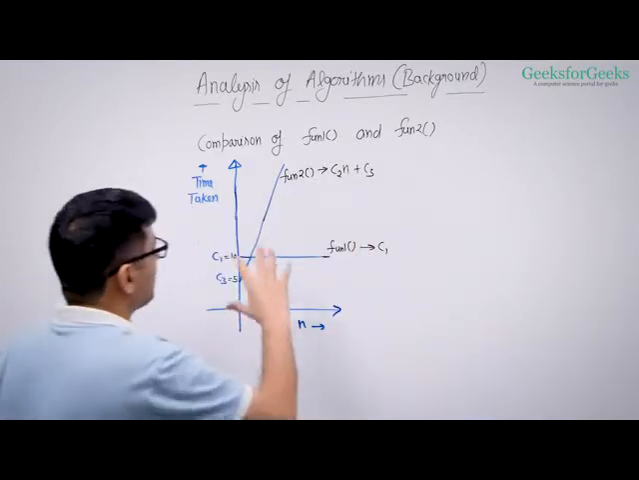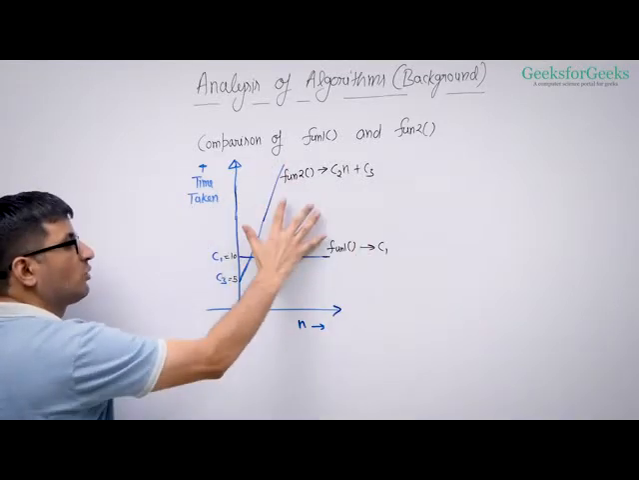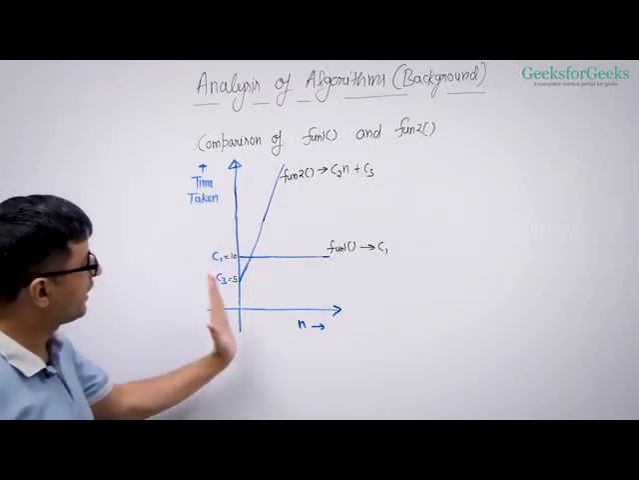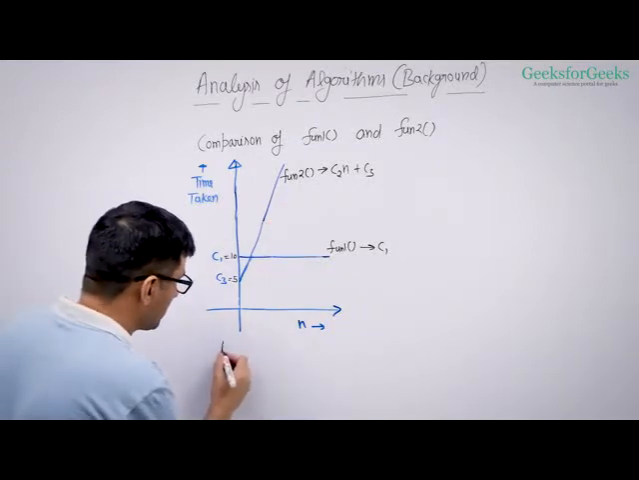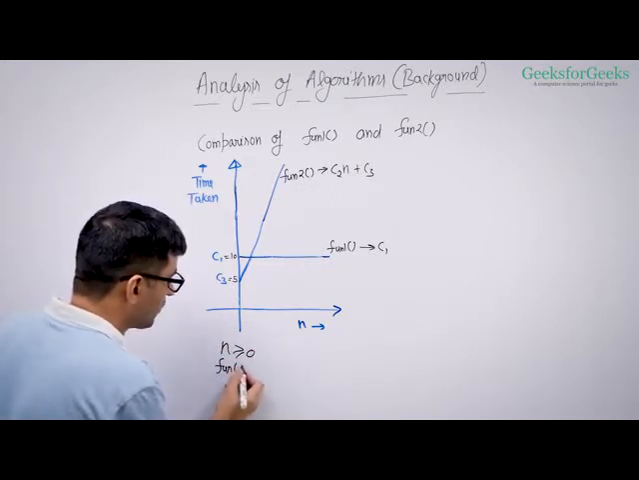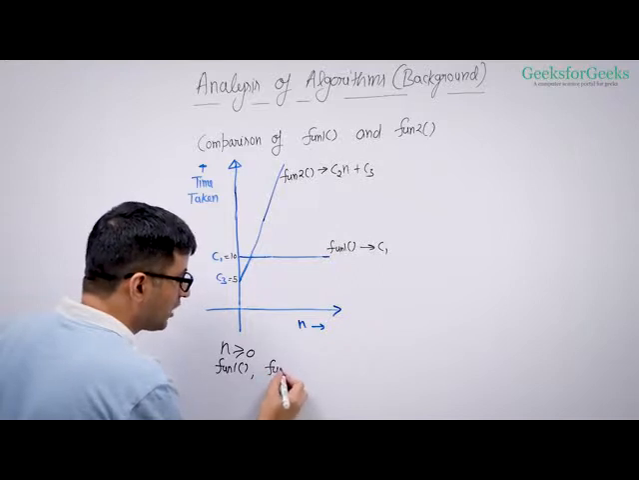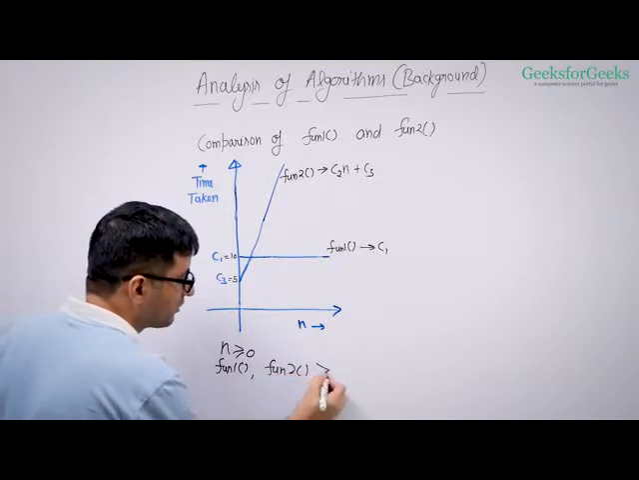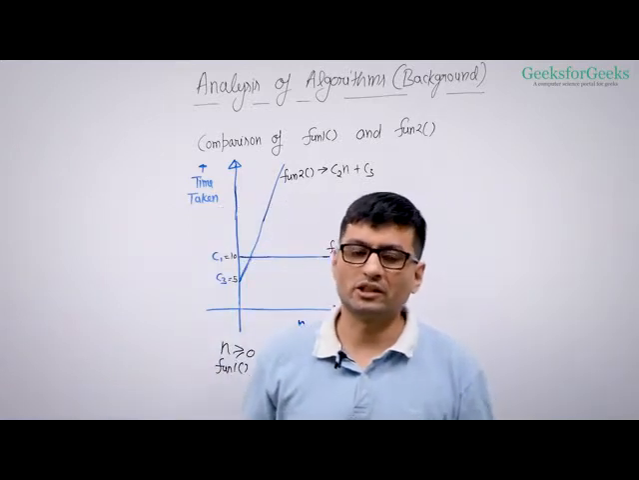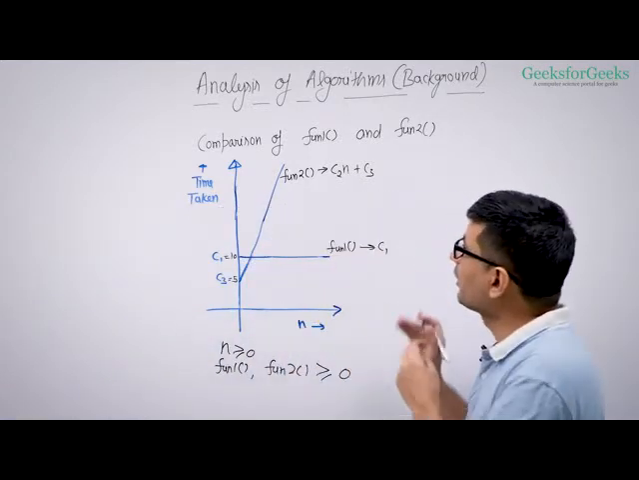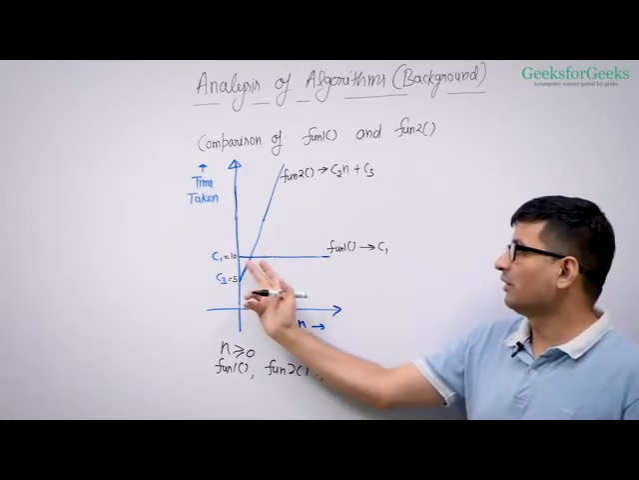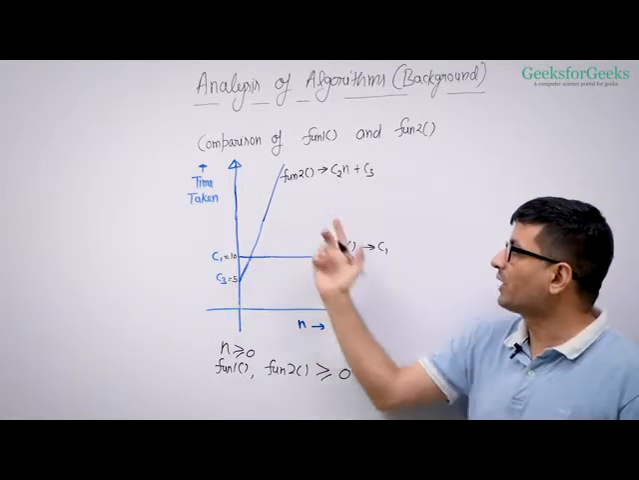So we always talk about this first quadrant of the 2D coordinate system, where we have n greater than or equal to 0, and our functions, whether it is fun1 or fun2, are always greater than or equal to 0, right? So that's what we do in time complexity analysis. We talk about this particular quadrant. Here I have drawn graphs for fun1 and fun2.